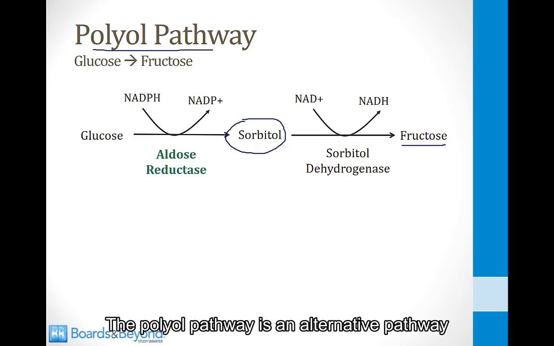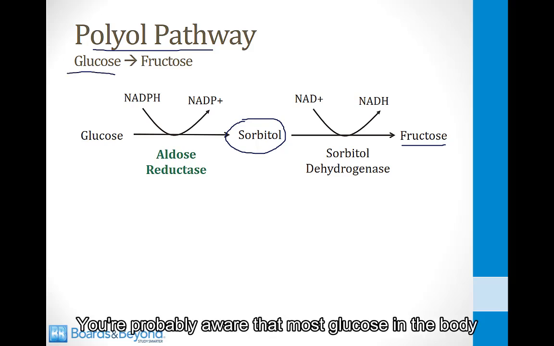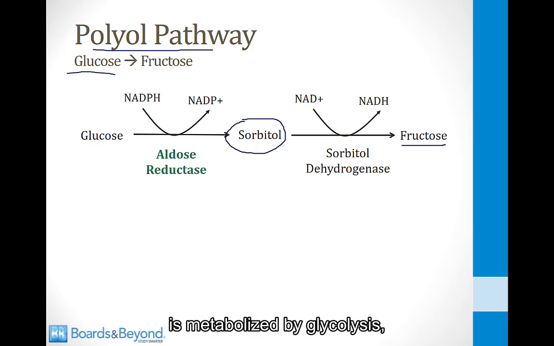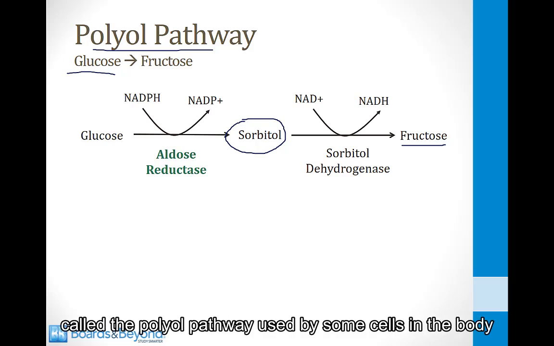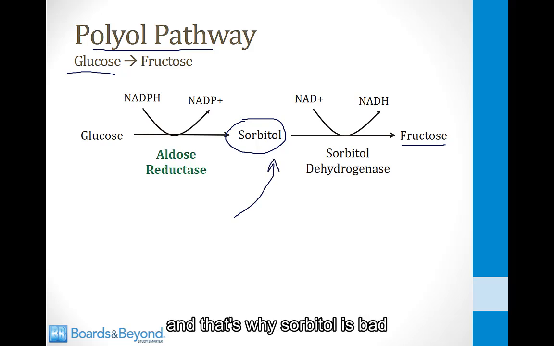The polyol pathway is an alternative pathway for metabolizing glucose. You're probably aware that most glucose in the body is metabolized by glycolysis, but there is a lesser alternative pathway called the polyol pathway used by some cells in the body, and it can convert glucose into fructose. It can also convert sorbitol into fructose, and that's why sorbitol is bad for babies with fructose intolerance.